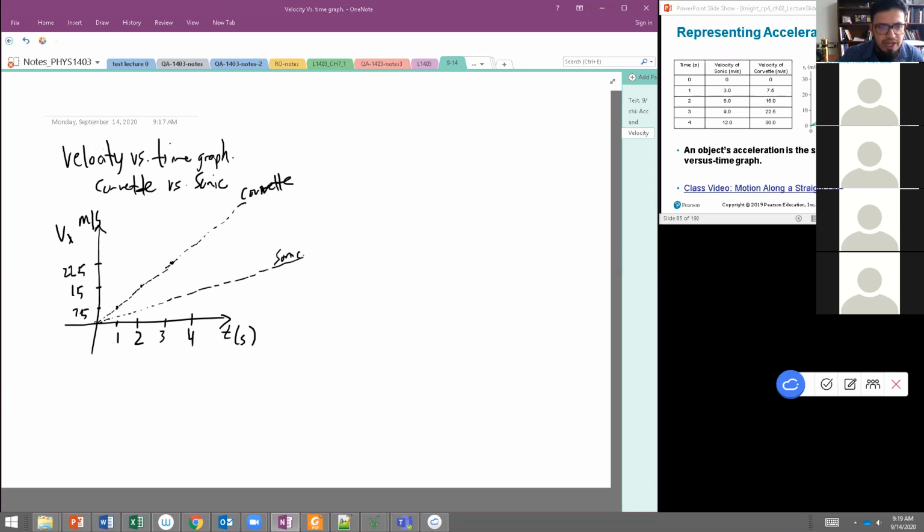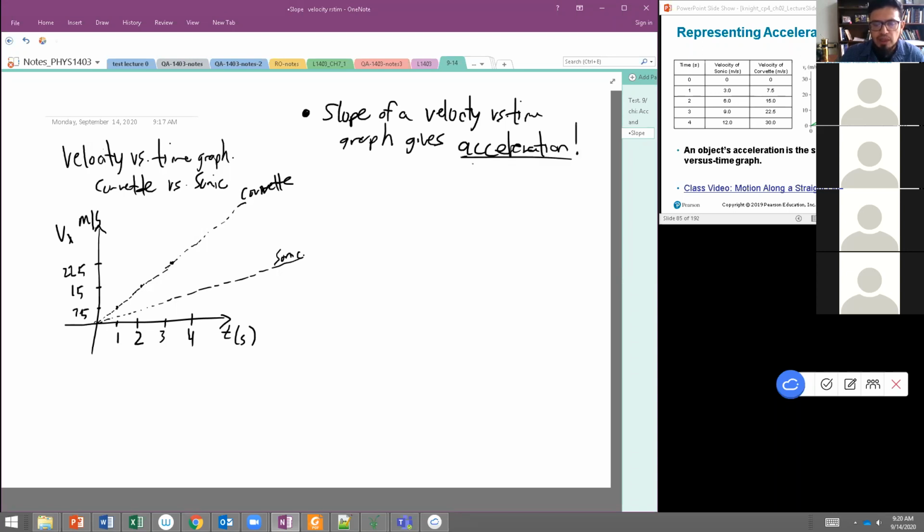It turns out that one of the things that we are going to find here is that the slope of a velocity versus time graph is going to give us acceleration.